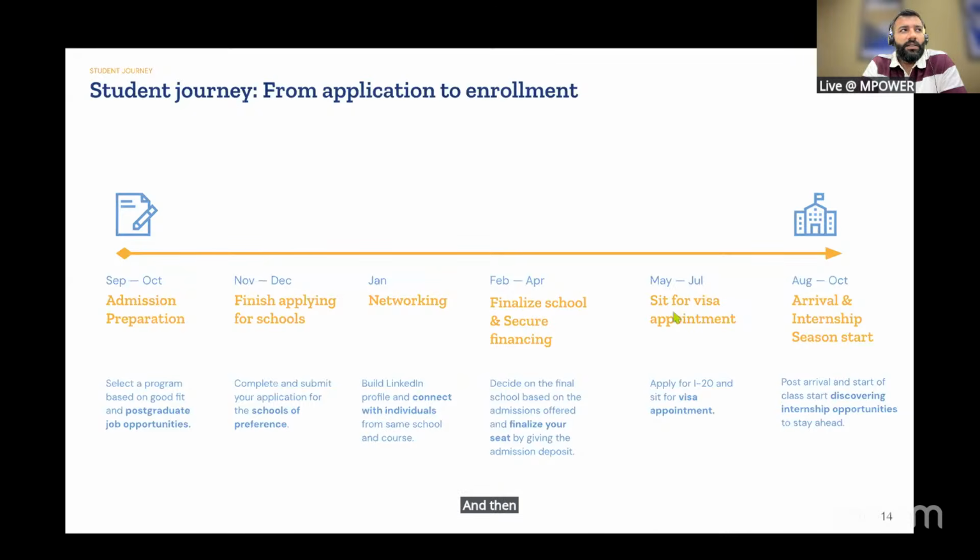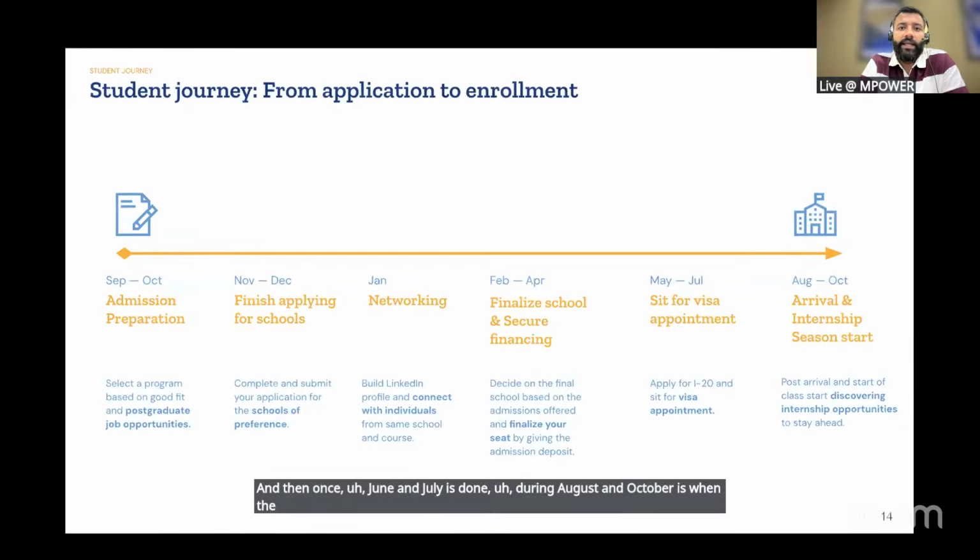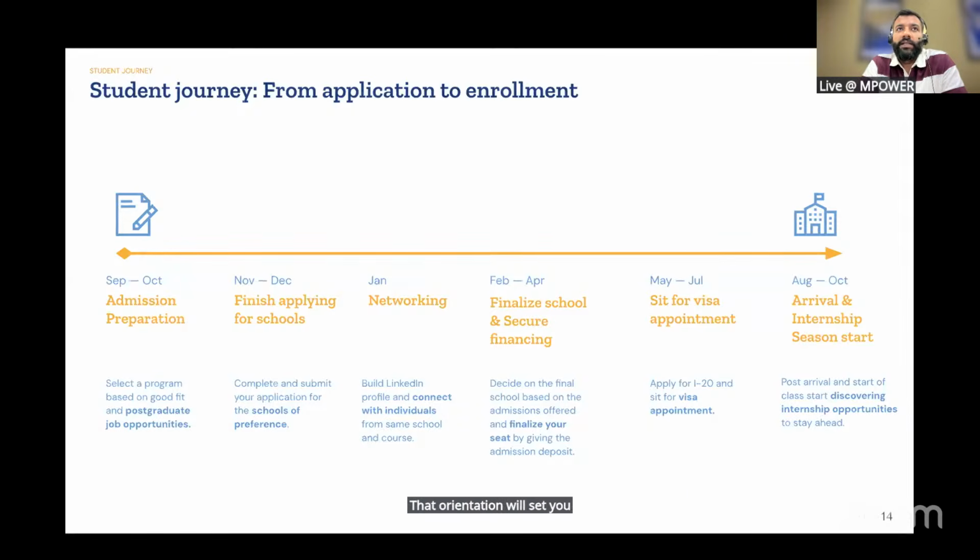And then once June and July is done, during August and October is when the fall intake begins. If you were planning to go to the US or Canada, you would have a 2 week orientation that is compulsory for every international student. And that orientation will set you up for the life that is about to happen in the international student space.